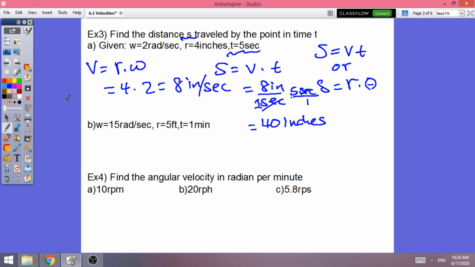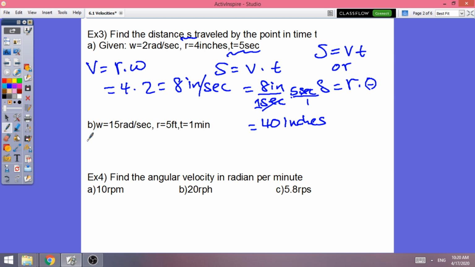So this one is like a two-step problem. You need to find out the missing element first, and then after that, you put it into one of those formulas. Now let's try the next one. We do have W, 15 radians per second, radius is 5 feet, and T is 1 minute. This one, we need to find the arc length, the total distance again.